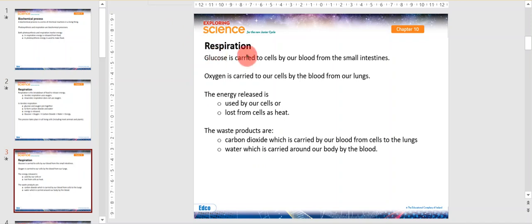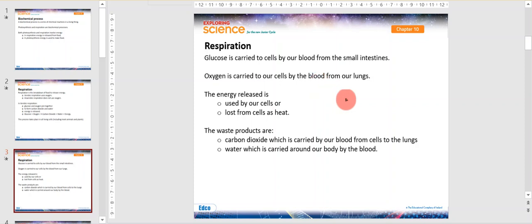If we look into this in a bit more detail, glucose is carried to the cells by our blood from our small intestine. We eat food, it's broken down by the body, and in the small intestine the glucose is transferred to the blood. Oxygen is carried to our cells by the blood from the lungs. When we breathe in, oxygen passes into our bloodstream, binds onto the red blood cells, and is brought to the cells in our body.